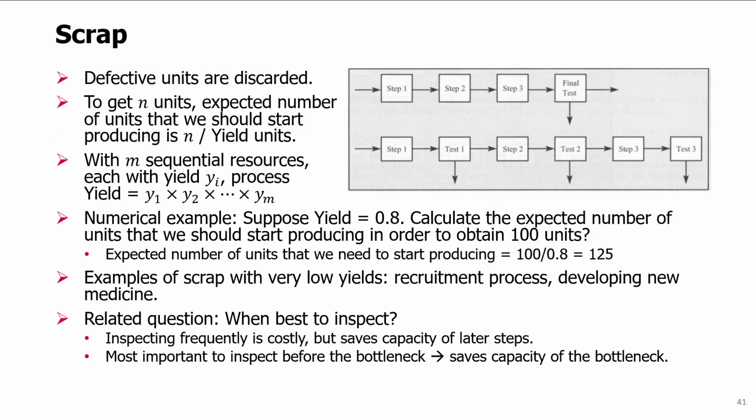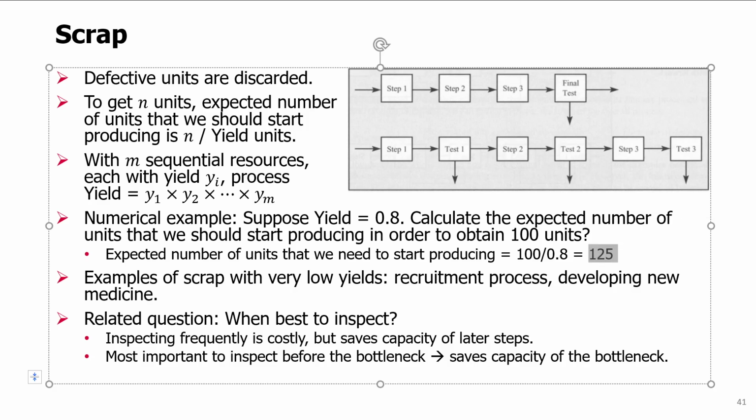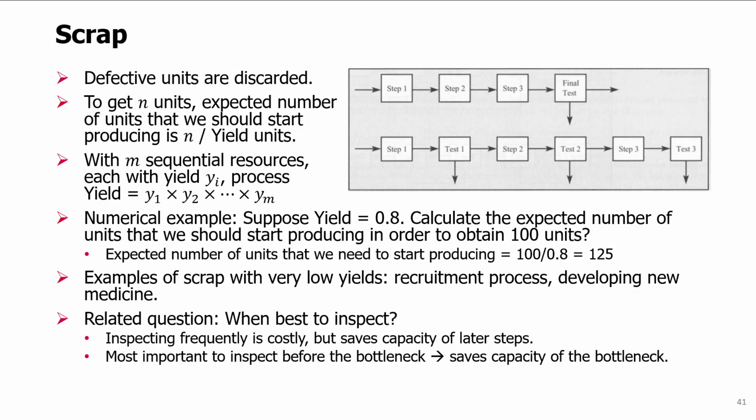Notice that the defects are usually random. If they are random, that doesn't mean we will actually have to start producing exactly 125. We will have to produce until we obtain 100 good units. Right, the number can be larger than 125 or smaller than 125, but on average, we should expect around 125 units that we need to process in order to get 100 good units.